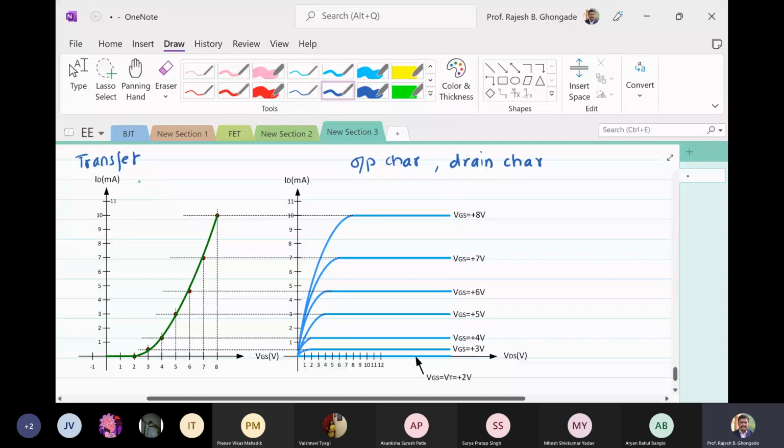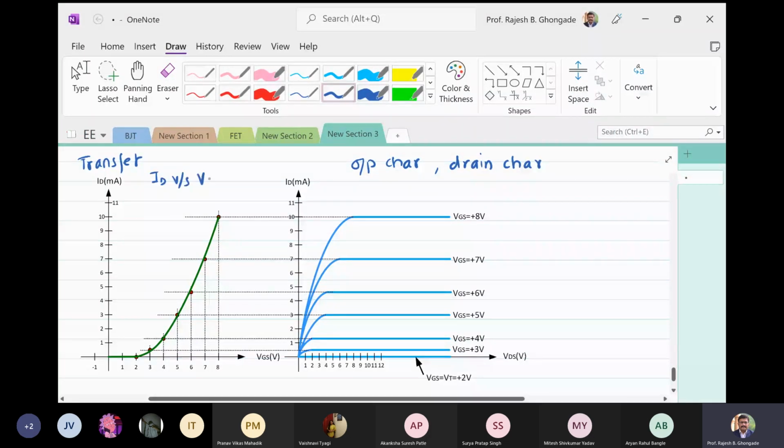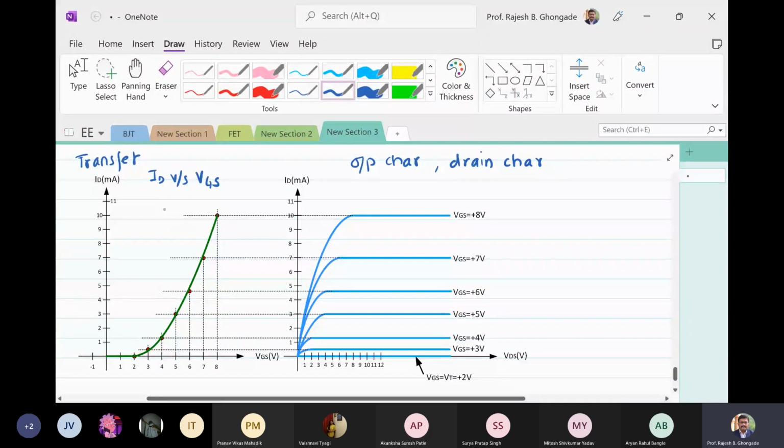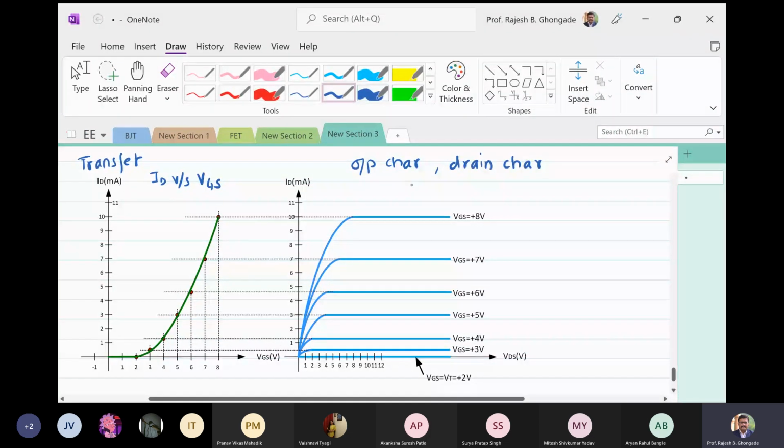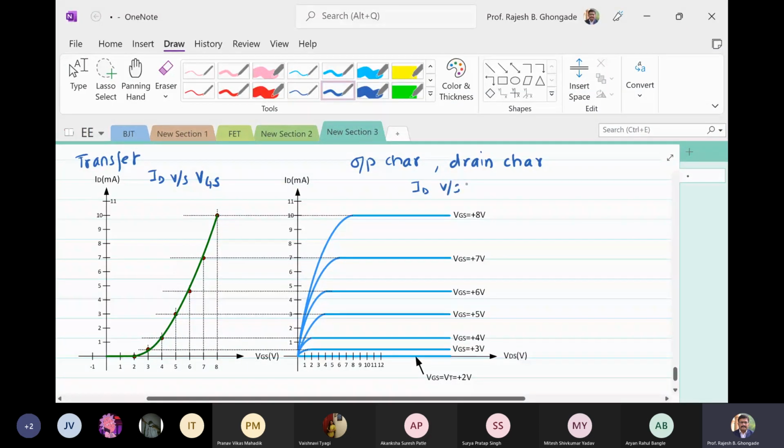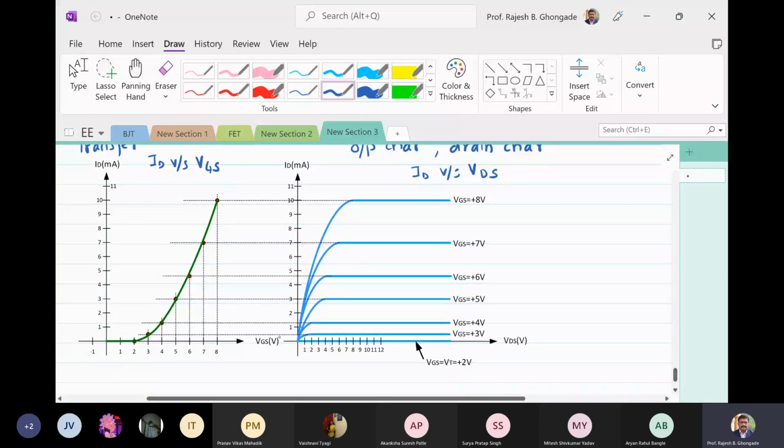If you see carefully, I have drawn ID versus VGS, just like what we did in case of D MOSFET and also as in case of the JFET. And this is essentially ID versus VDS. So what you see from here is that again, as I start increasing the value, let us have a look at the output characteristics to begin with.